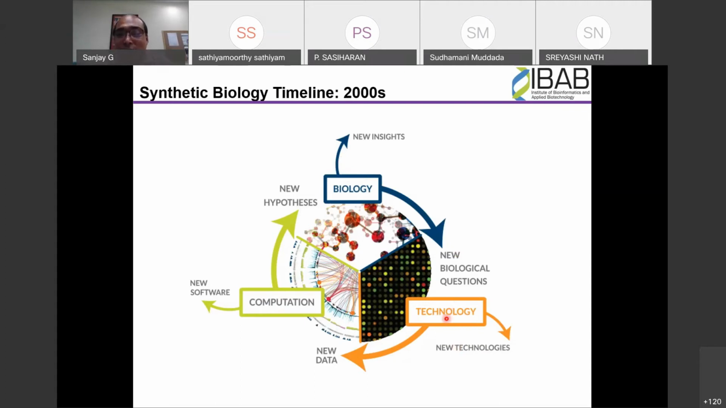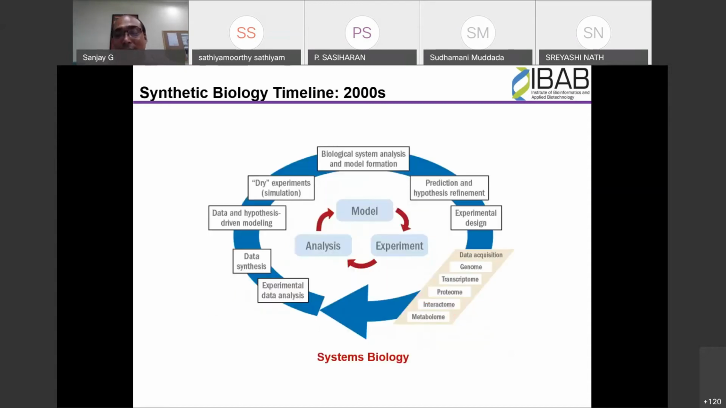And so new technologies were developed, and this was a cycle that went on from the 2000s, where people with different expertise, computational biologists, and even technologists, came together to work in the area of synthetic biology. And this was the start of synthetic biology. So that gave rise to the first broad area, which is called systems biology.